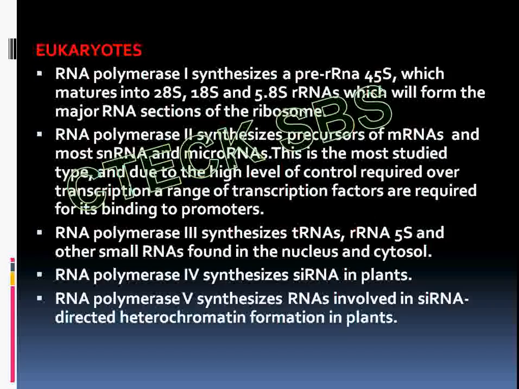There are many types of RNA polymerases in eukaryotes. For example, RNA polymerase 1 synthesizes pre-rRNA 45S, which matures into 28S, 18S and 5.8S rRNA. RNA polymerase 2 synthesizes precursors of mRNA, small nuclear RNAs and microRNAs. RNA polymerase 3 synthesizes tRNA, 5S rRNA and other small RNAs which are found in the nucleus and cytosol. Then there are two RNA polymerases which are found in plants, RNA polymerase 4 and RNA polymerase 5.